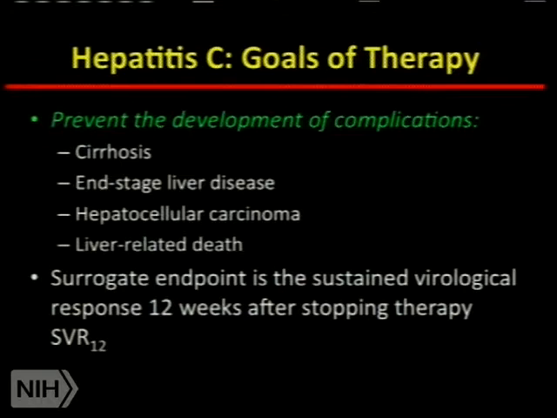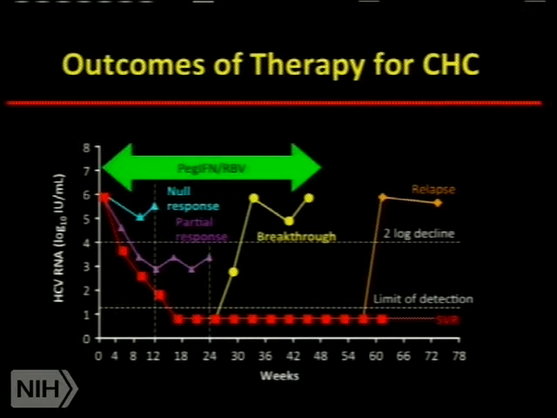This cartoon illustrates the outcomes of therapy for hepatitis C. If you look at the red line, this indicates an individual who becomes negative on treatment and remains negative 12 weeks after the end of therapy. This is called a sustained virological response and is the surrogate marker that we use for efficacy of therapy. I'd also like to point out that individuals who fail therapy are a heterogeneous group of people and include people who fail to ever clear the virus, individuals who experience an on-treatment response and then breakthrough, and persons who relapse after treatment is discontinued.